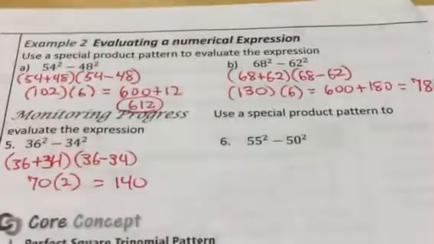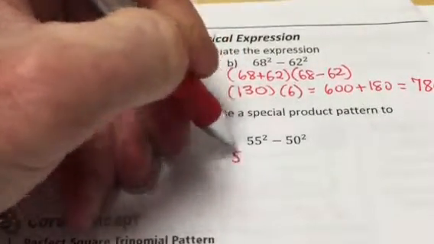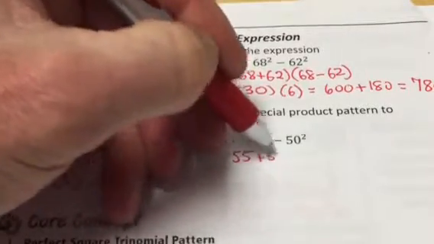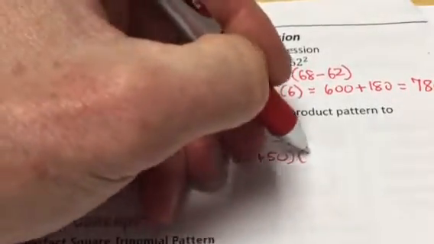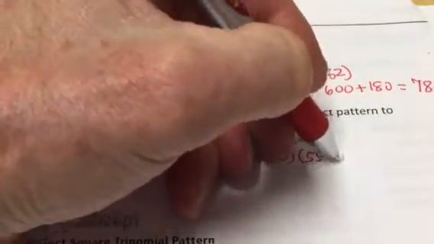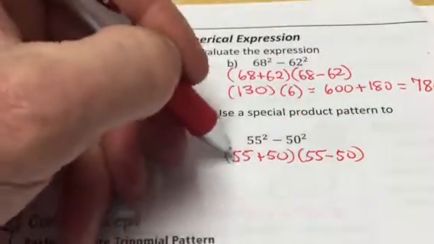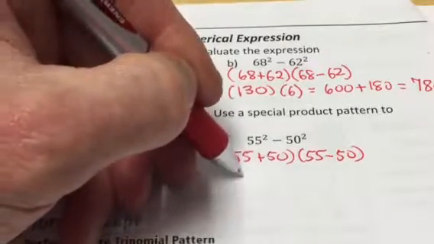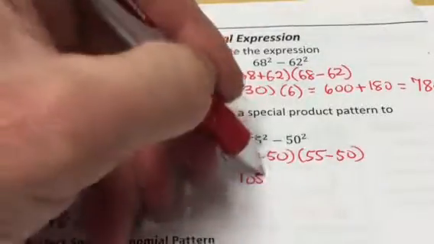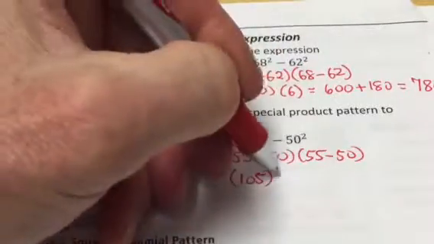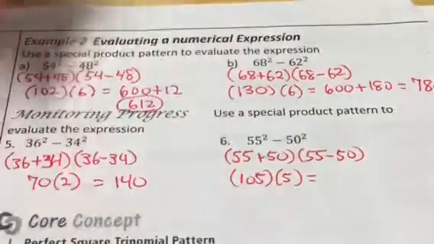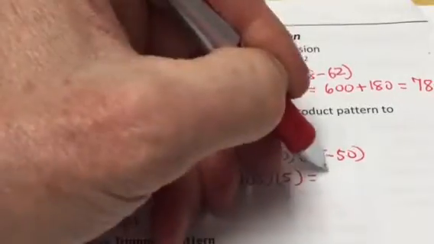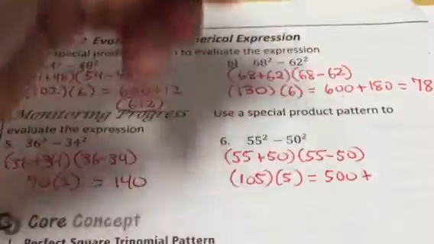And over here on number 6, we could have written that as 55 plus 50 times 55 minus 50. This looks like 55 plus 50 is 5 more than 100, which is 105. And 55 minus 50 is 5. So this is going to be 5 times 100, which is 500, plus 5 times 5, which is 25, and that total is 525.